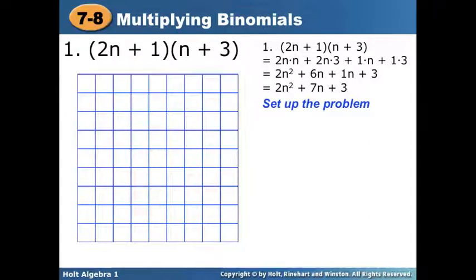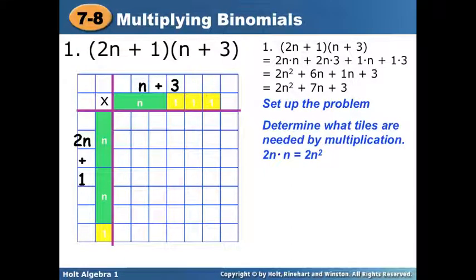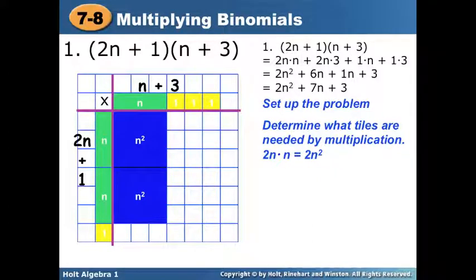We will now model this with algebra tiles. Set up your problem. Put the first parentheses on the left and the second parentheses on the top. Draw your mat with the algebra tiles. We have 2n plus 1 and n plus 3. We'll now multiply. 2n times n gives us 2n squared. 2n times n is the same thing as we got when we worked it algebraically, 2n squared.